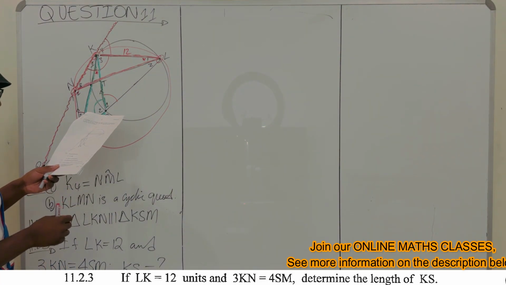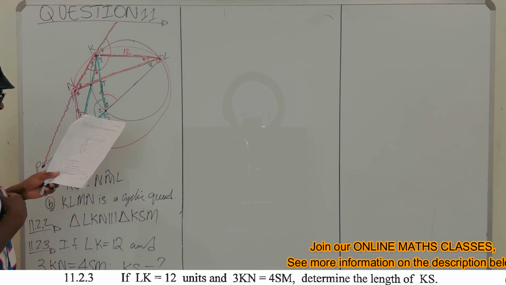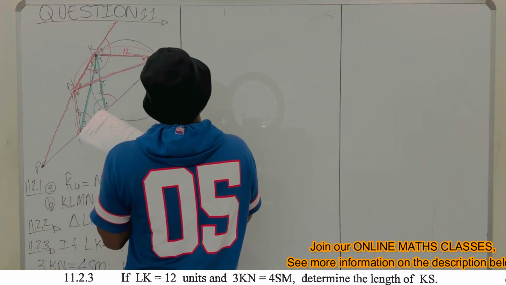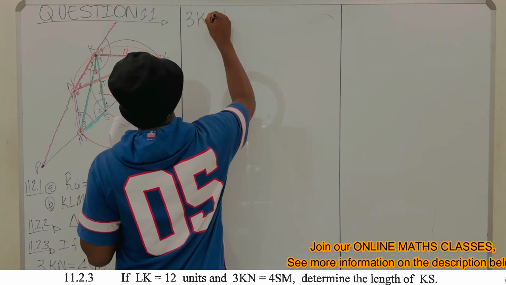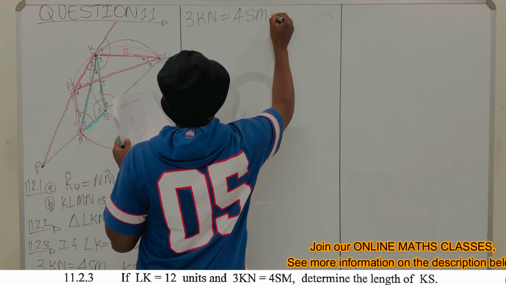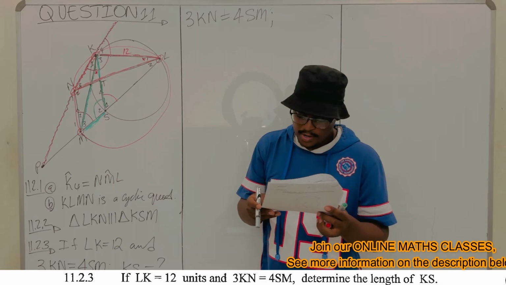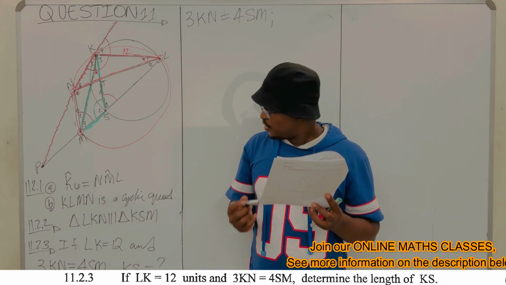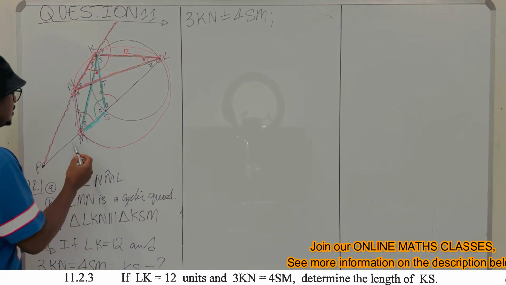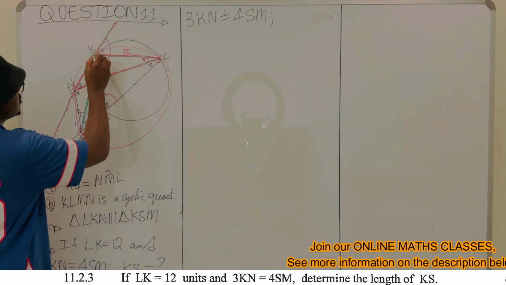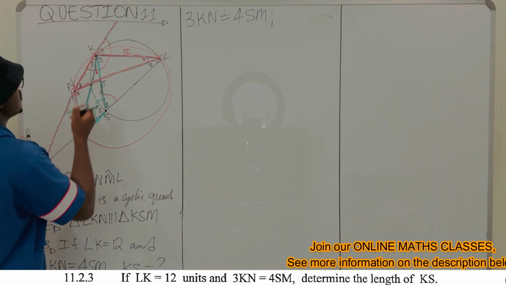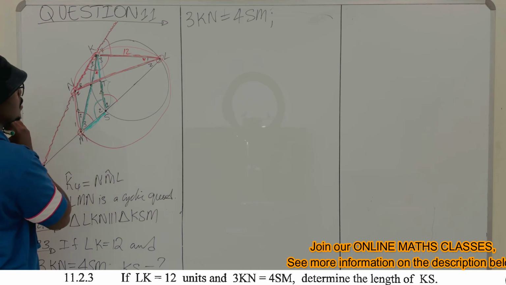Fine. They went on to say that 3KN is equal to 4SM. No problem. What do they want from us? They want us to find the value of KS. Who is KS? KS is this length over here, this green length. This one they want us to find.